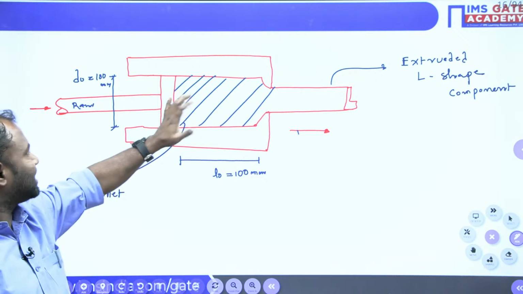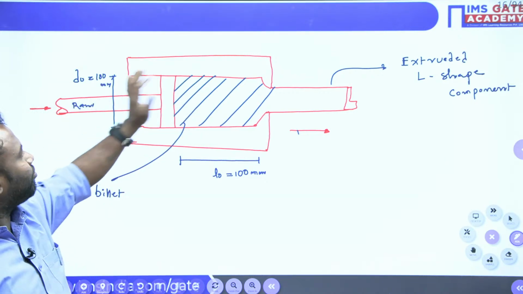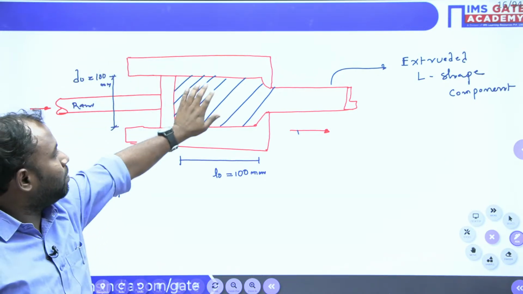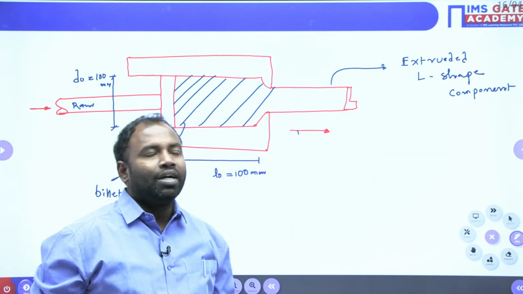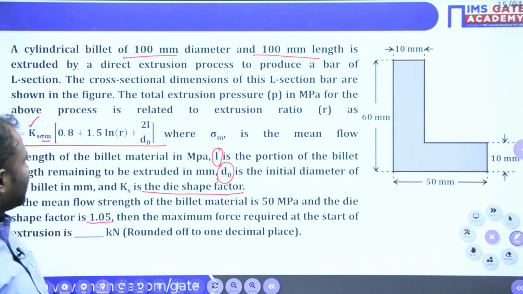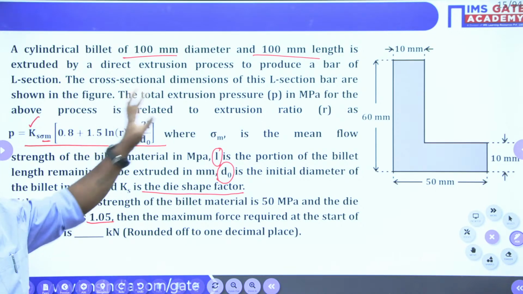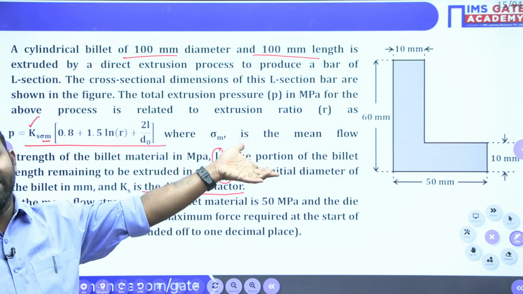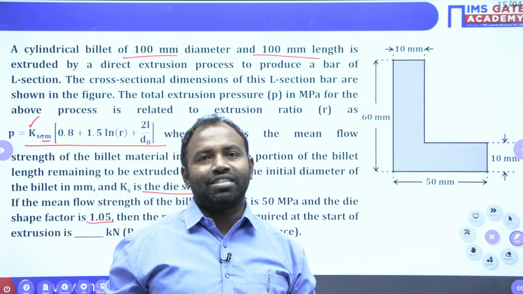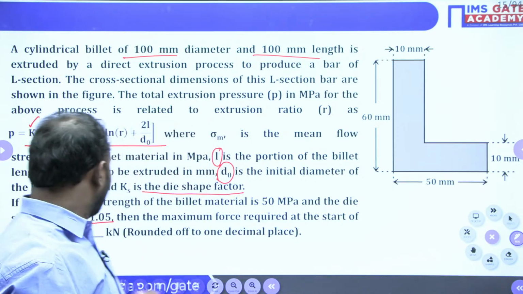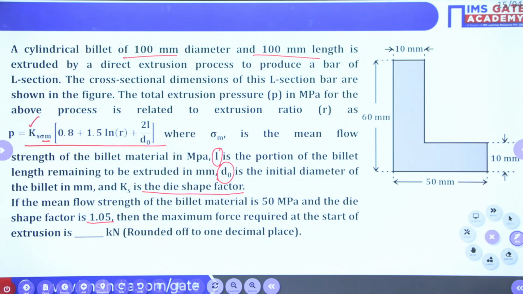This is what is happening. Now, what they are asking is: what force is required for producing this L-shaped component from the billet? The force is what we have to calculate. They gave the pressure equation. Pressure multiplied by cross-section area gives the force of the extrusion. Now let us write that pressure equation.